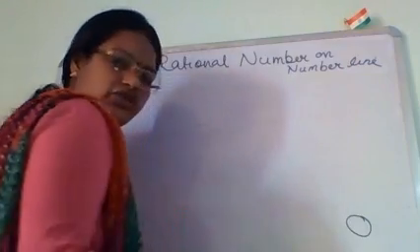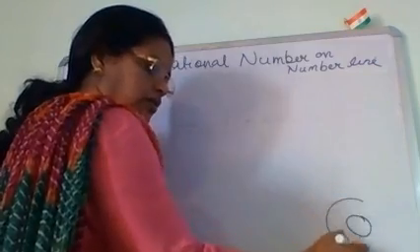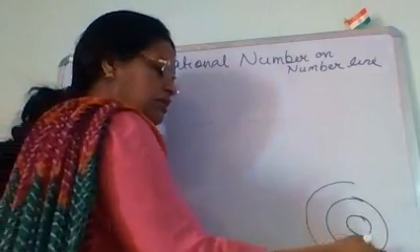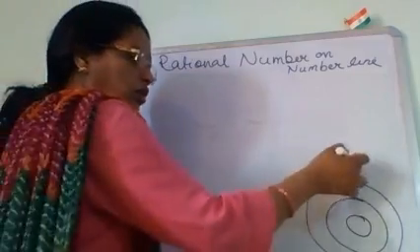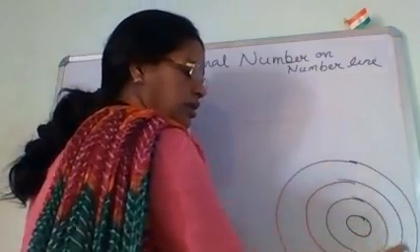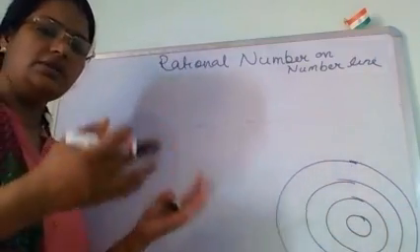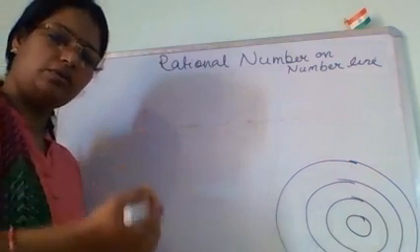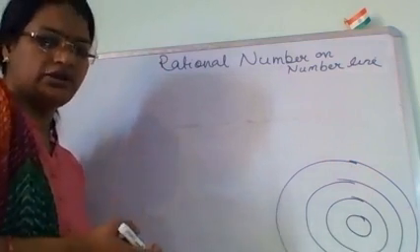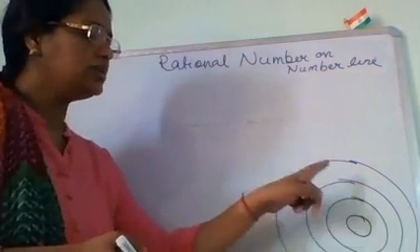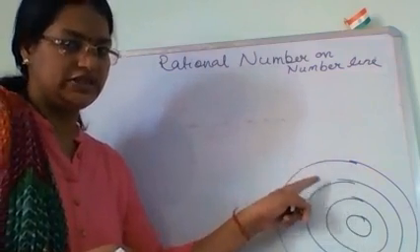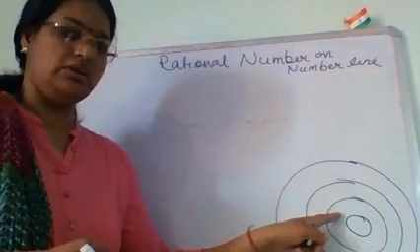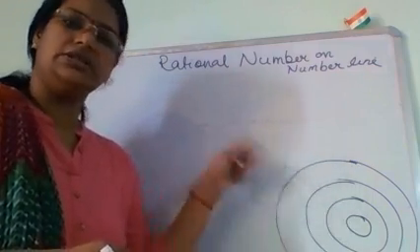This is your natural numbers. All natural numbers come into whole numbers. All whole numbers come into integers, and all integers come into rational numbers. So the rational number is the superset, then come your integers, then whole numbers, and in the whole numbers all natural numbers come. So all natural numbers are whole numbers, all whole numbers are integers, and all integers are rational numbers. Similarly, all natural numbers, whole numbers and integers are rational numbers also.